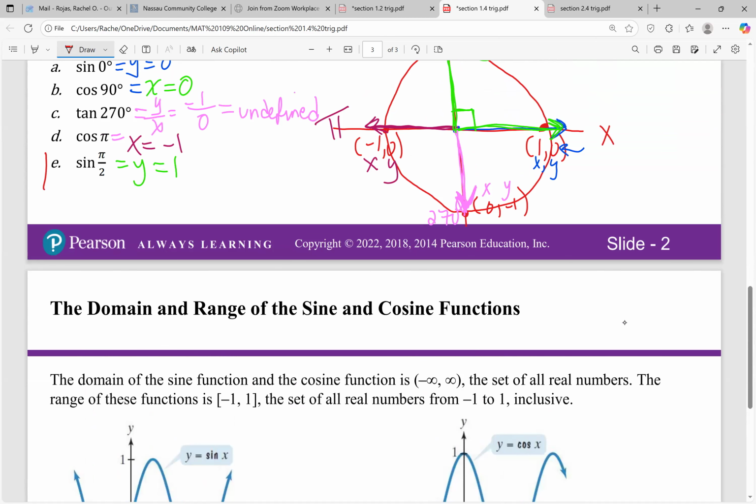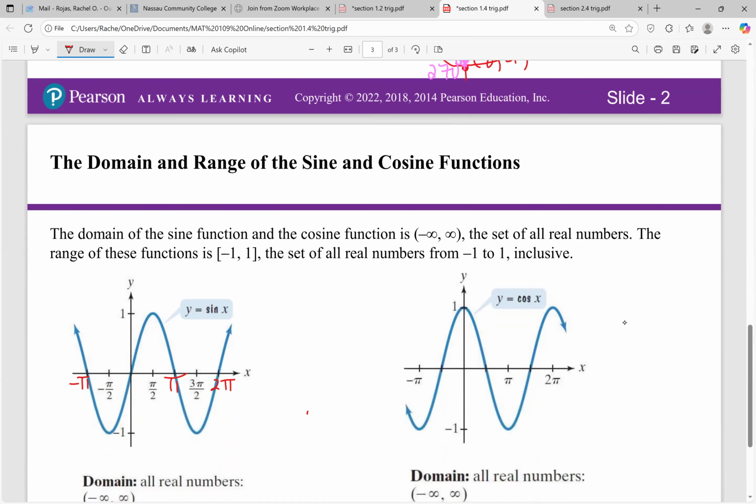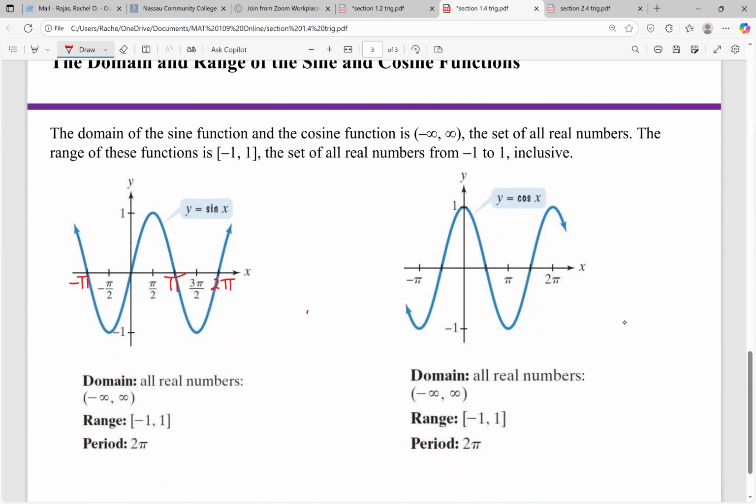You see how we just did this last example, E, the sine of pi over 2 is equal to 1. Well, look, go to pi over 2 and look where it hits the graph. It hits the graph at y equals 1. The sine of, let's say, for example, 3 pi over 2 is equal to negative 1.